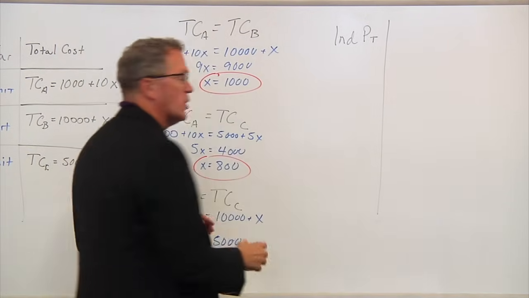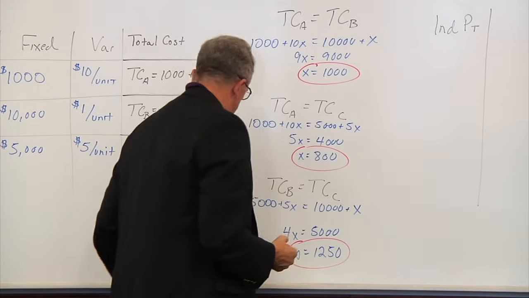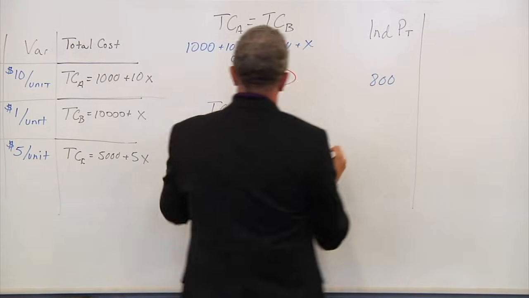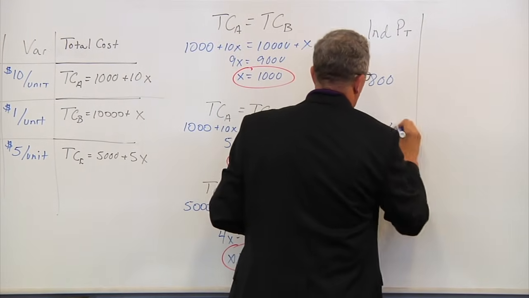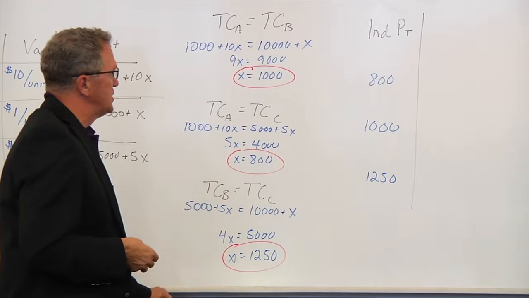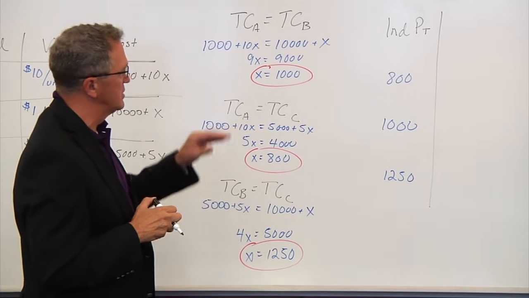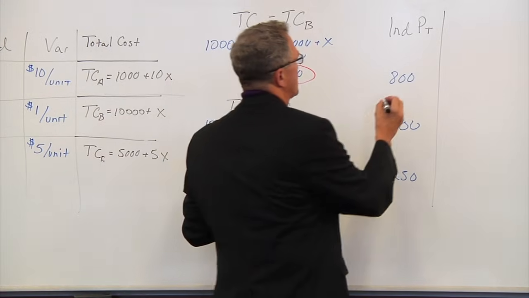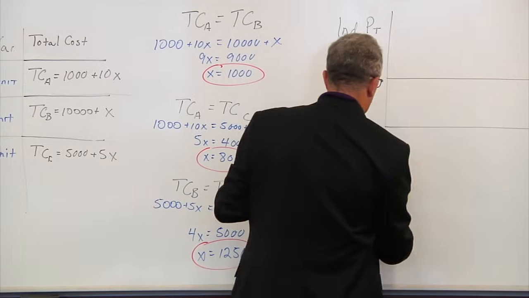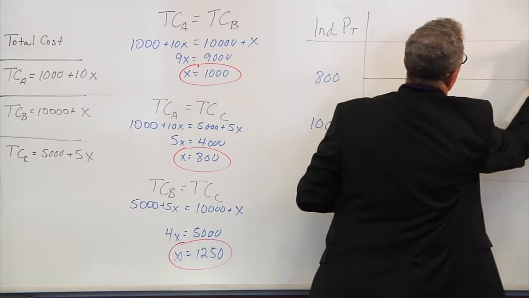My indifference points, and you want to put them in increasing numerical value. So in this case, the lowest one I have is at 800, 1,000, and 1,250. Now once again, we know that we will not be able to make a definitive decision between any of these at those points. So we don't want to evaluate it at 800, 1,000, or 1,250. What we want to do then is come up with a test point.